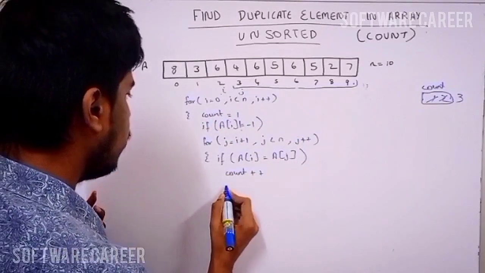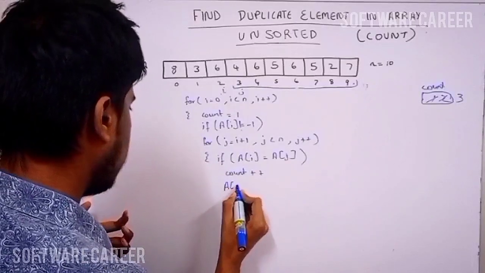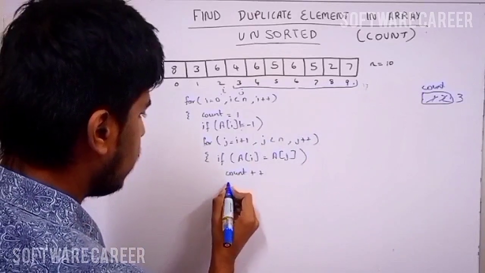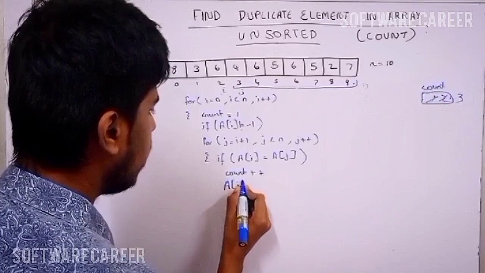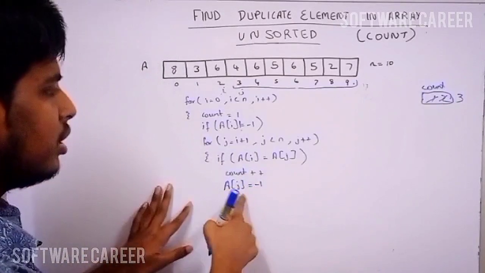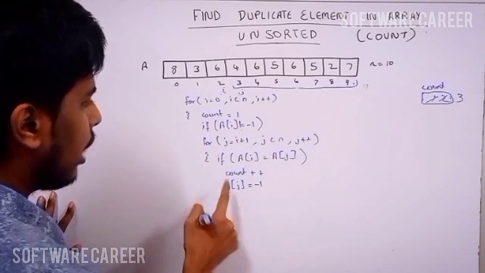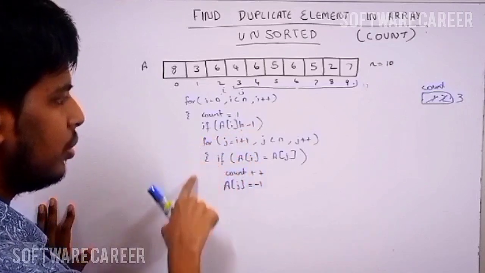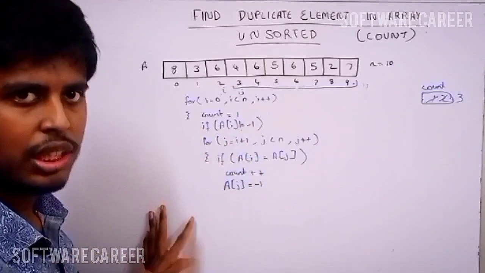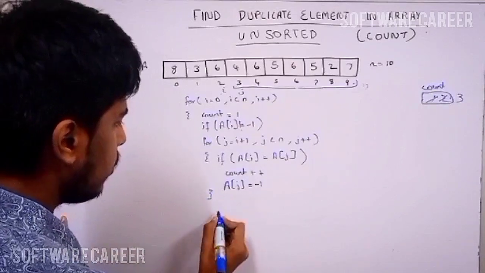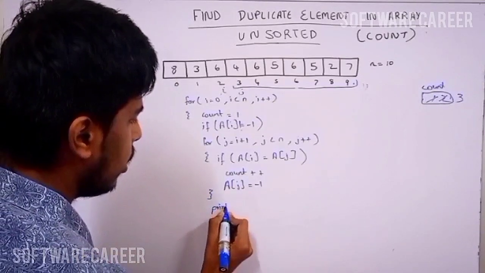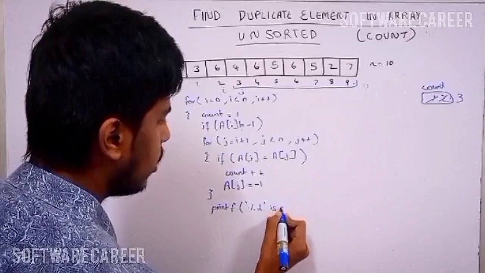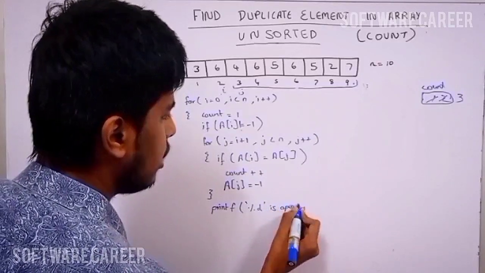Now see, now I should print how many times it's appearing. So a of j equals to minus 1. Why I am writing this minus 1, I will explain afterwards. I will explain why I am writing a of j equals to minus 1, and if a of i not equals to minus 1, then only I will enter into this loop. Why I am writing both lines, I will explain. Now I am writing a printf: percentage d is appearing percentage d times.